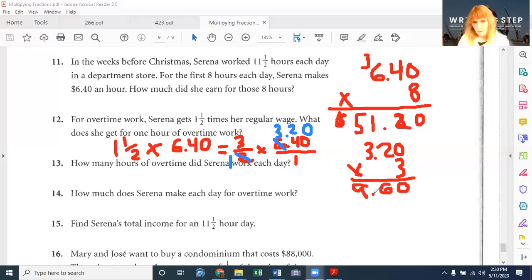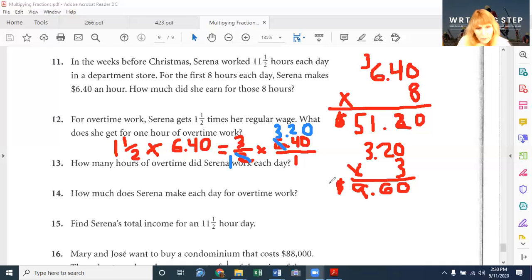She makes $9.60 an hour for overtime. And that's the same as saying she makes $6.40 plus half more of that, which would be $3.20. So that comes out to $9.60. How many hours of overtime did Serena work each day?